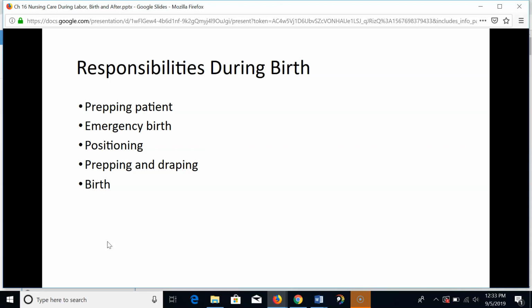There's a drape that will be placed under mom, and this may be done by the provider. During the birth, you are supporting mom, monitoring the fetal heart rate, and doing anything the provider needs you to do. Occasionally, the provider does not make it in the room in time for delivery, and the nurse may have to deliver the baby.